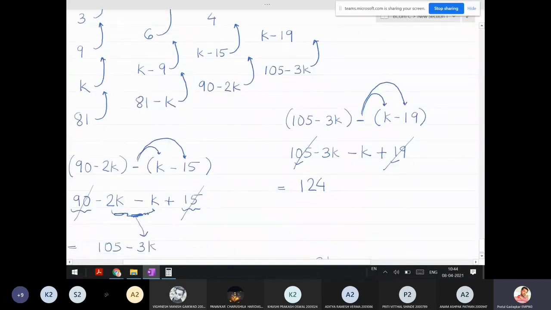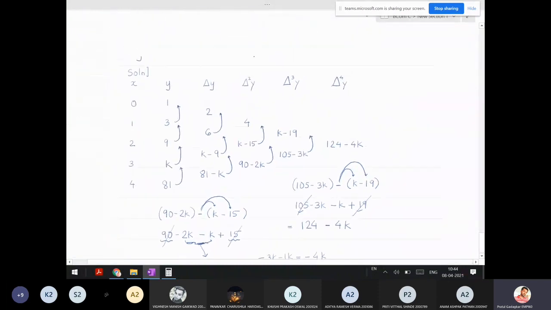Now what is minus 3k minus 1k? Minus 1k means k. Minus 3k minus 1k is how much? Minus 4k. So here I will write minus 4k. So this I will write over here: 124 minus 4k. Okay, so the table now is complete.